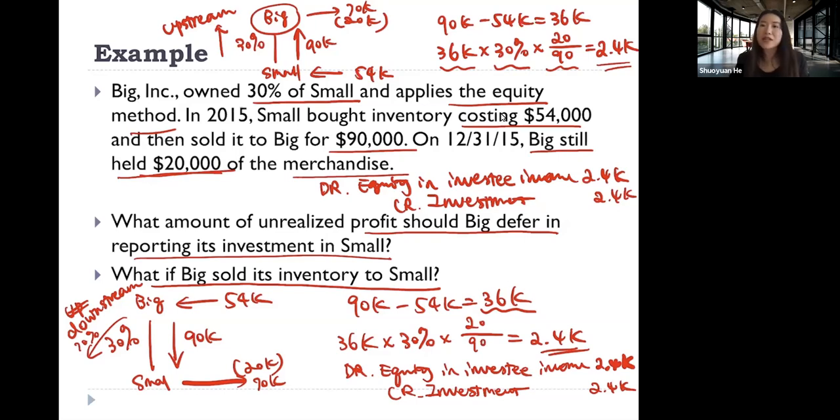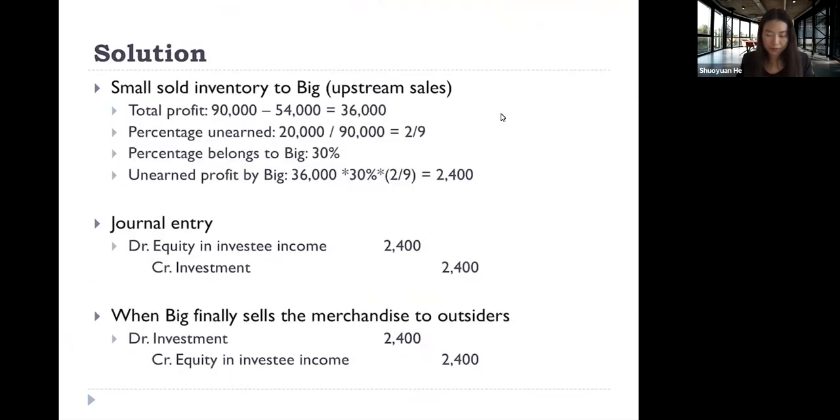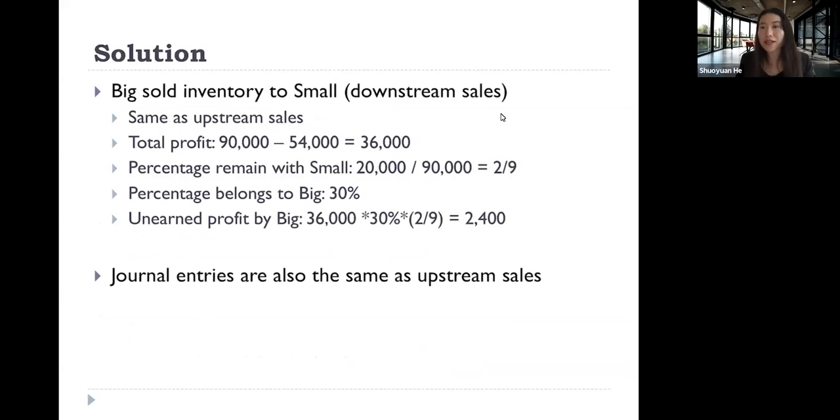And then of course, if in the next year, Small is able to sell all of this 90,000, so the remaining 20,000, Small is able to sell it to the outside party, Big can reverse this journal entry in the next year, which is to debit investment account, credit equity in investee income. So here are the solutions that you can take a look at yourself.